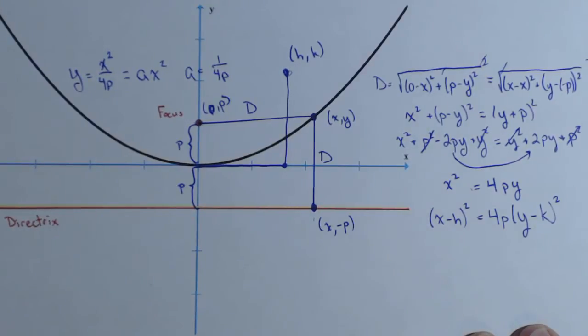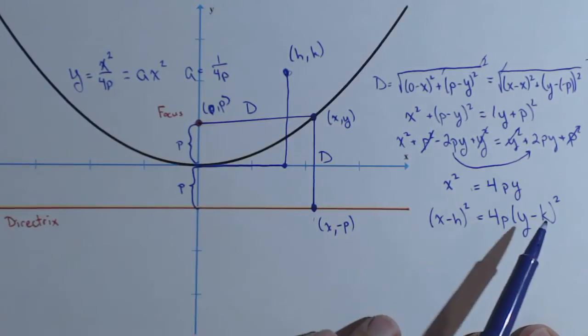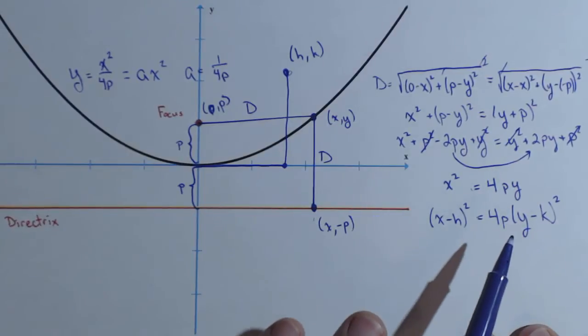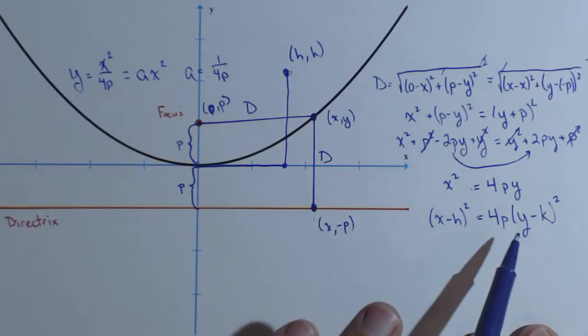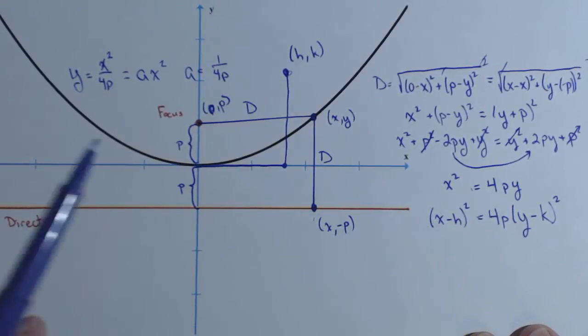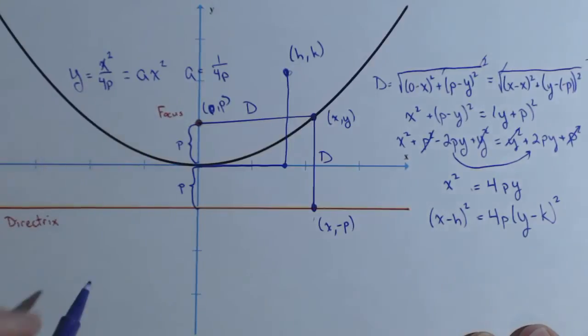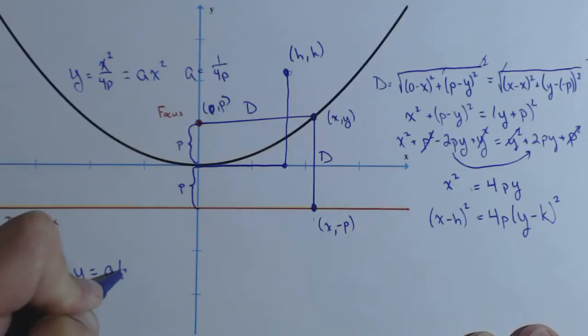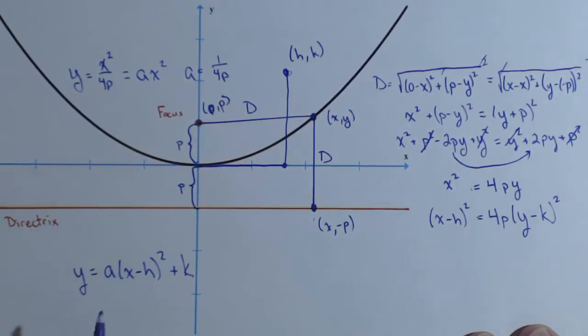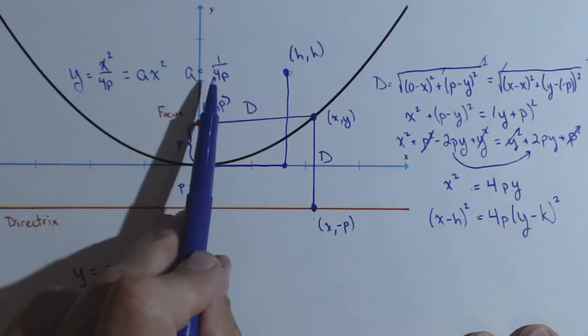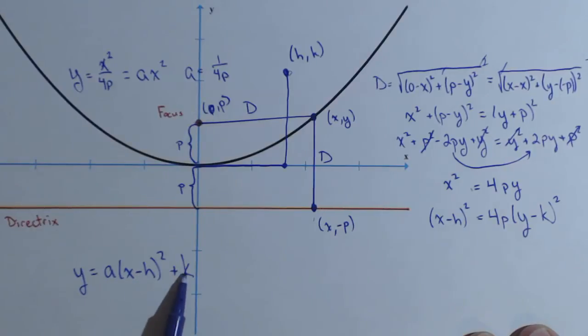Now, your first reaction might be, well, wait a second, you shifted it up. Why isn't it plus k? Well, you got to think about how we're doing these transformations and how this is a setup. We're not looking at it as a function of y as a function of x like we are here. So, for instance, y equals a times x minus h squared plus k. This would be the equivalent to this, where I'm using a to represent 1 over 4p and a vertex at h comma k. Shifted right h units, up k units.